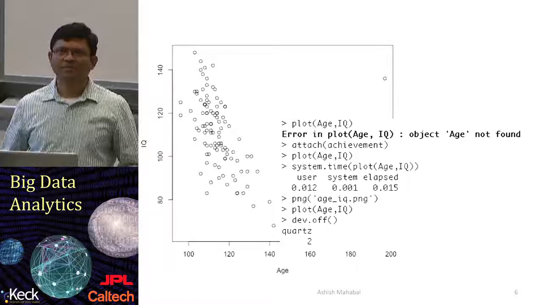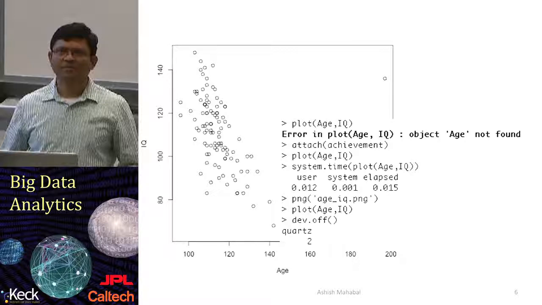So once you do the attach(achievement), age and IQ are both available to you, and if you say plot age versus IQ, you'll just get the plot that you see on the left-hand side. Now, if you give the same command, plot of age versus IQ, as an argument to system.time, then you'll be told how much time was spent in different ways: the user time, system time, and the total elapsed time. And what we also see here is how to save the file, which we haven't seen before. You can give the png command to save the plot as a PNG file.